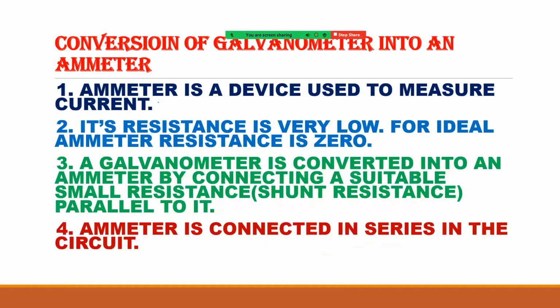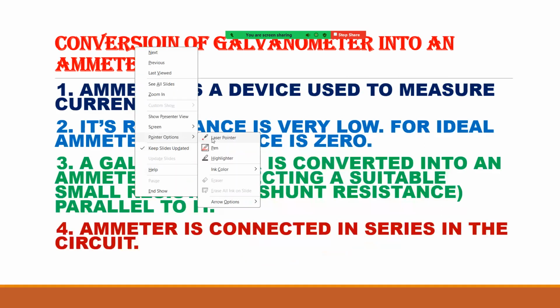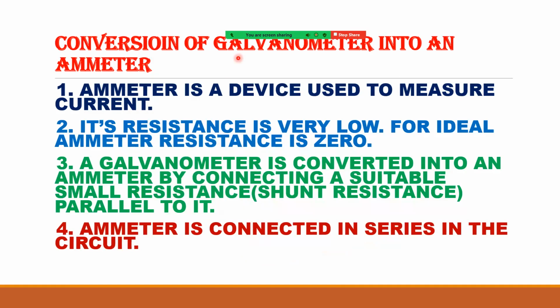Let us see now how to convert a given galvanometer into an ammeter. So first thing, an ammeter is a device used to measure current. Its resistance is very low. For an ideal ammeter, resistance is 0.